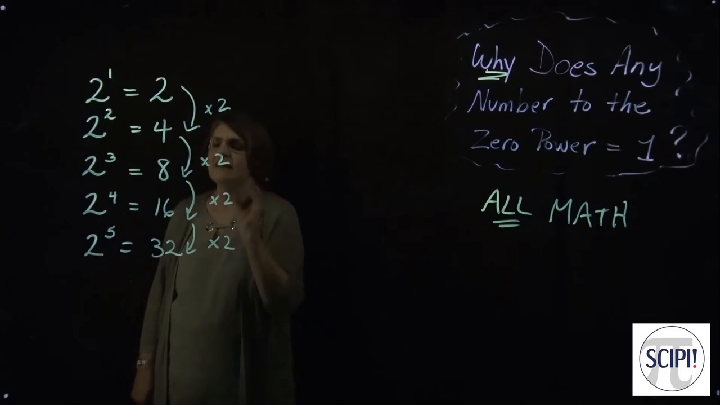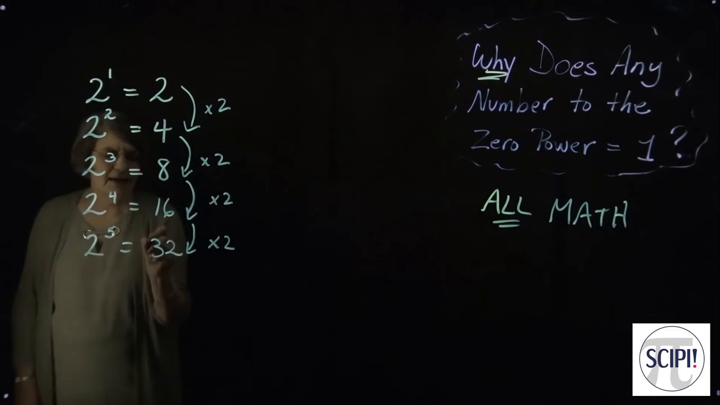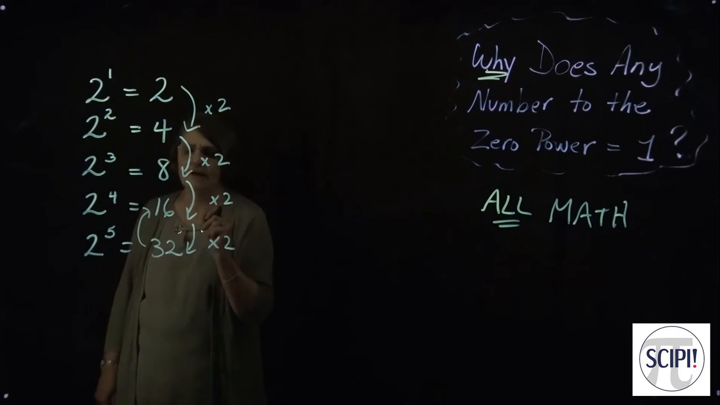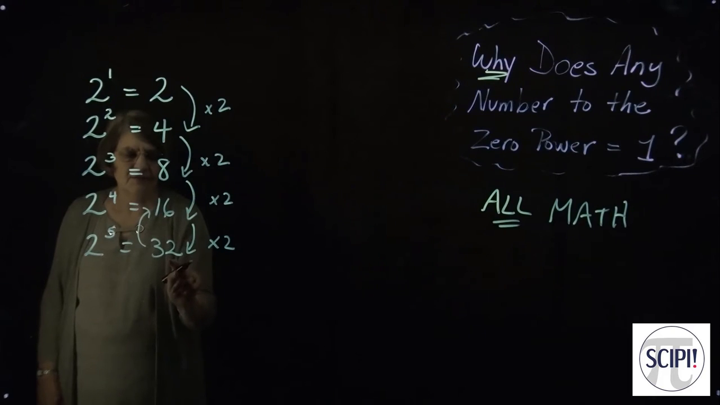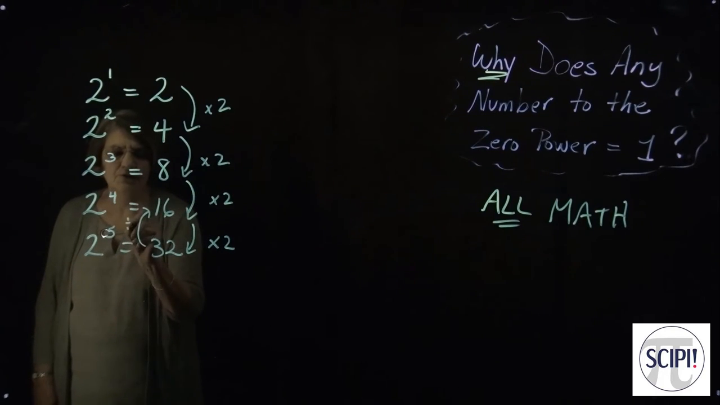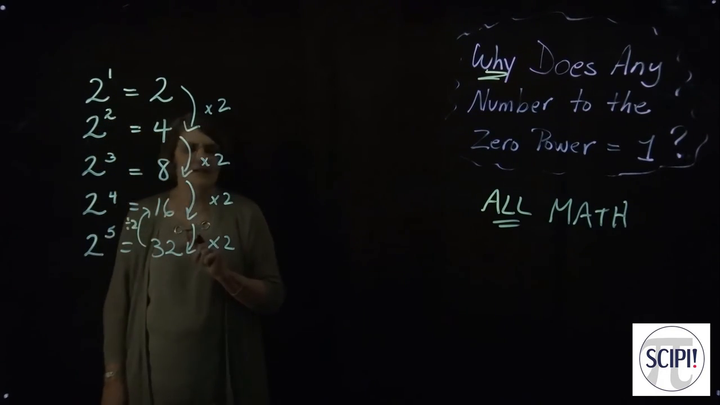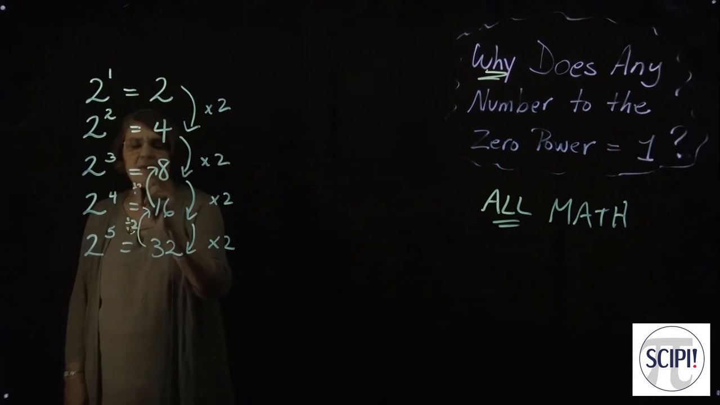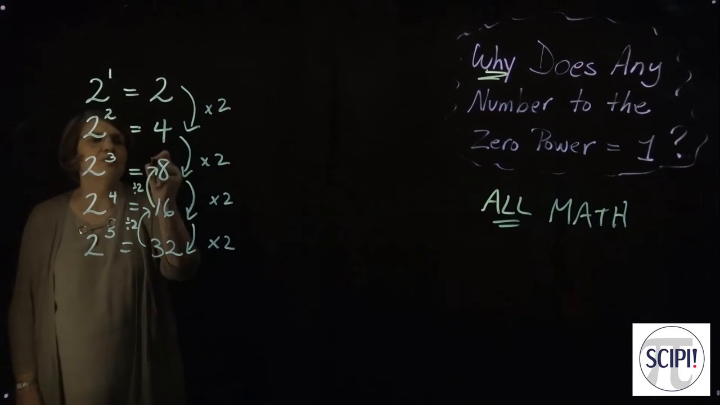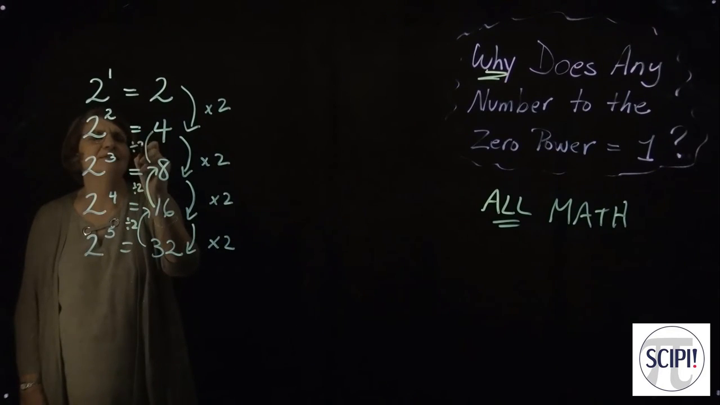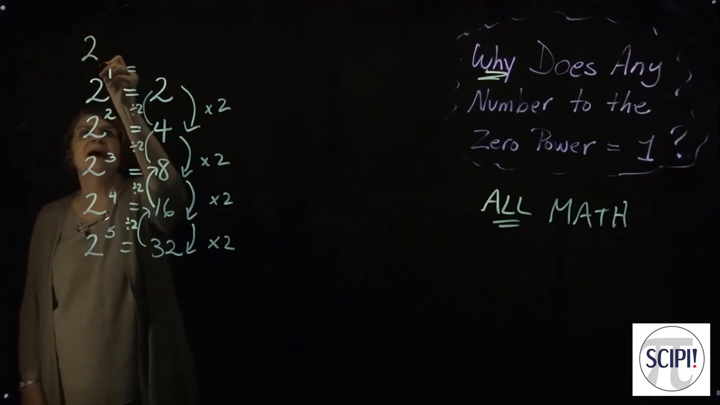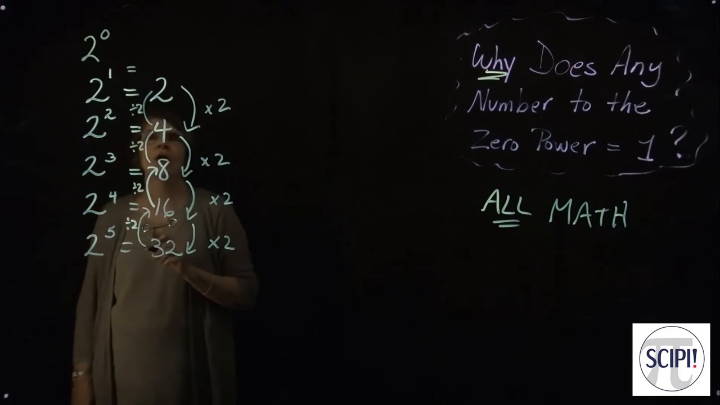Now, let's go back the other way. How would I get from 32 to 16? And again, we're thinking about patterns. That's right. If I divided 32 by 2, I would get 16. How about from 16 to 8? That's right. I would divide by 2. Seeing a pattern? So what do you think about here? Divide by 2. And here? Divide by 2. Oh, so let's go up here and let's add 2 to the 0 power.